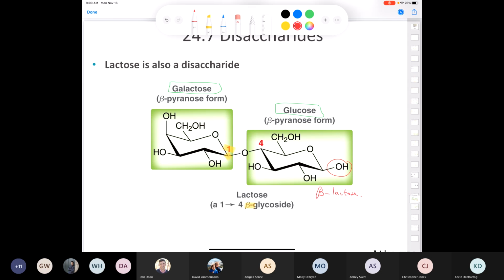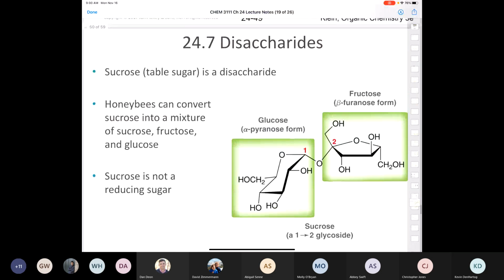So maltose and cellobiose, both made from glucose, just different linkages. Lactose is made from galactose and glucose, and it has a beta 1,4 linkage. Another disaccharide that you need to know is sucrose. Sucrose is just plain old table sugar.